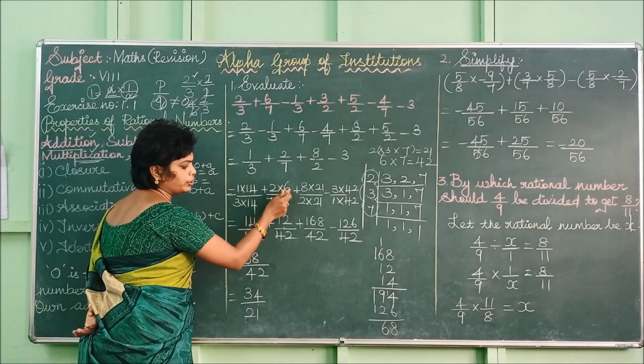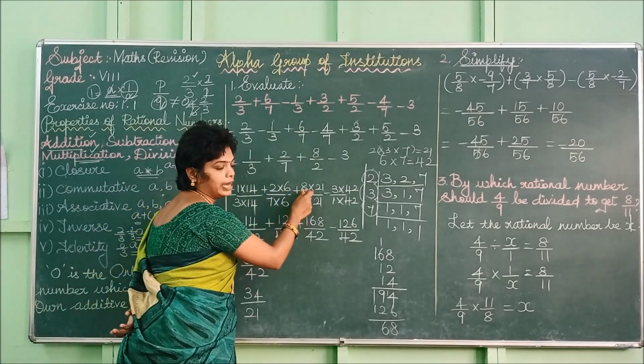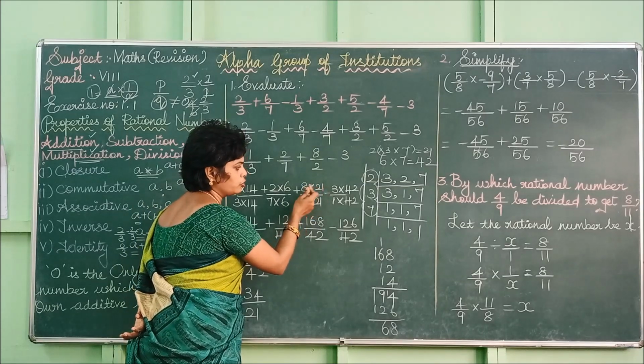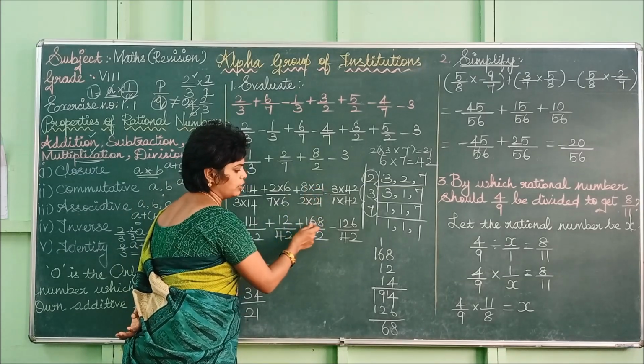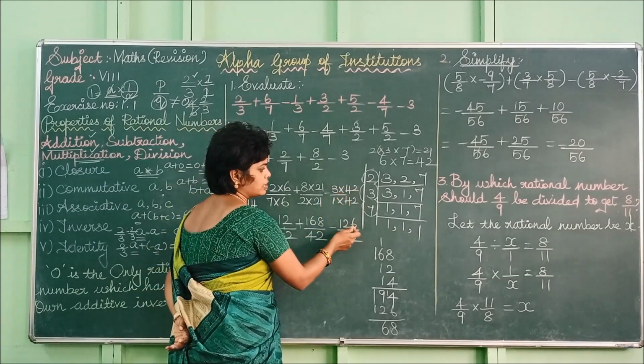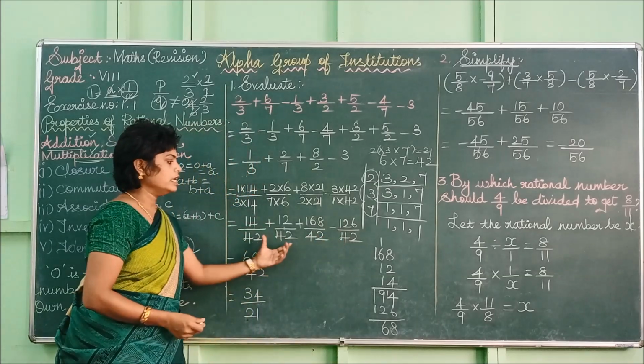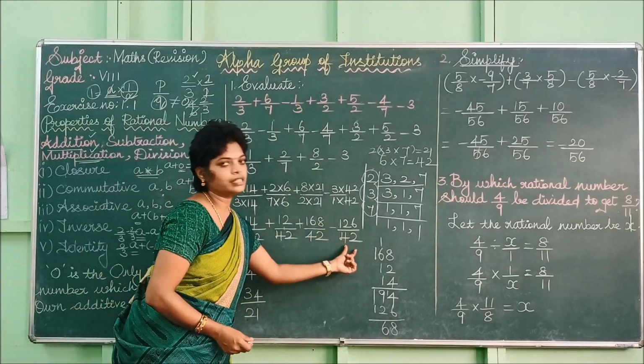Plus 2 into 6 is 12. 7 6s are 42. Plus 8 into 21. 8 into 1 is 8. 2 8s are 16. 168 by 42. Minus 3 into 42 is 126, divided by 42. So these are addition. This only term is subtraction.